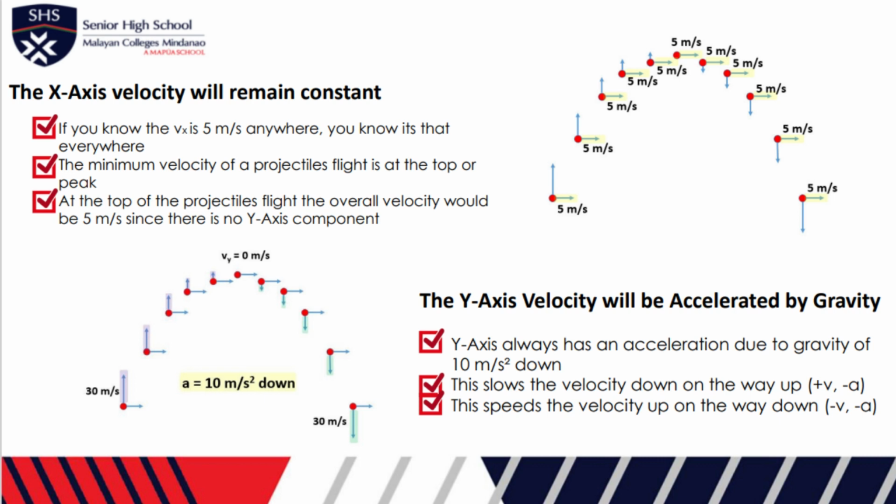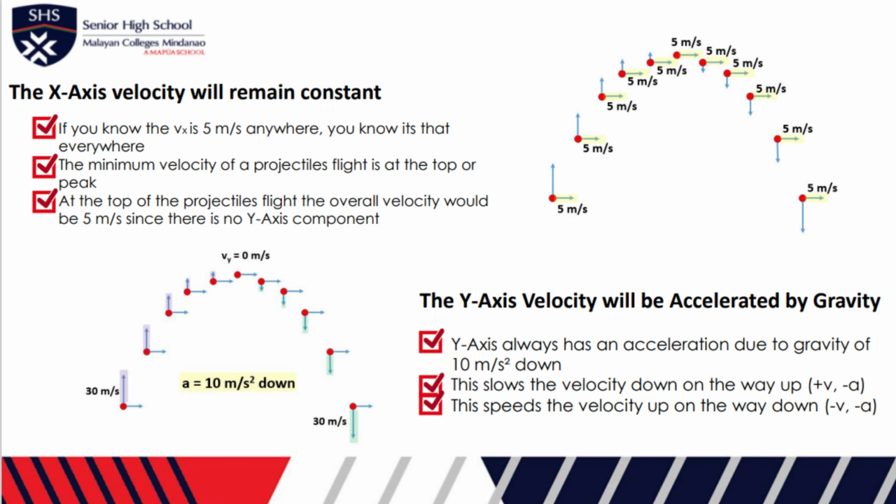Now let's talk about it. In the x-axis, velocity will remain constant. Why will it remain constant? It is because it is not affected by gravity. The v sub x, or the velocity in the x-axis, is 5 meters per second anywhere. It is that everywhere because it is not being affected by any variable.